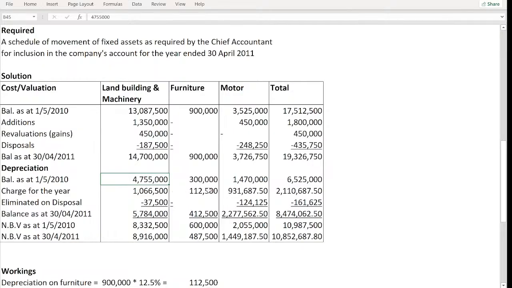So we are going to calculate the charge for the year. The charge for the year, we have to work out elsewhere, so that will bring the amount on the list. So I can show you how I have done it for each one of them.